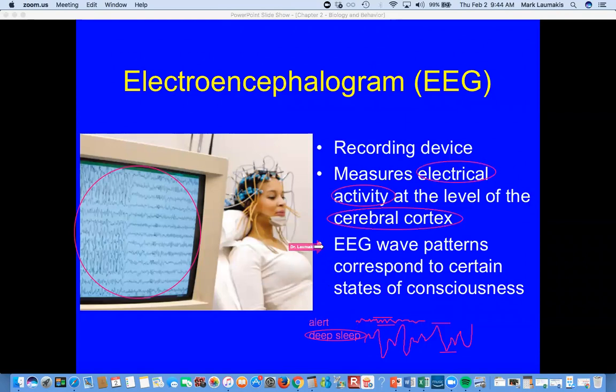Another use for EEGs could be in helping to diagnose and monitor seizure disorders like epilepsy. But again, only at the level of the cortex are you getting any information. If you're wondering about some of the underlying or subcortical brain structures we're going to talk about, the EEG is not going to give you information about those underlying areas. Okay.